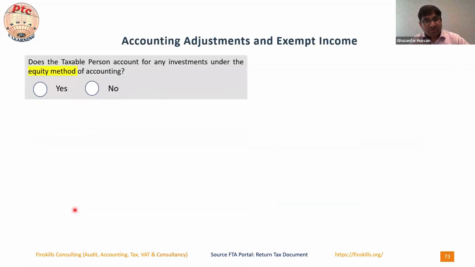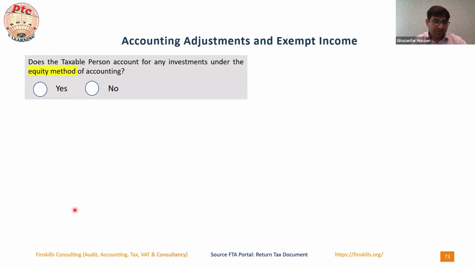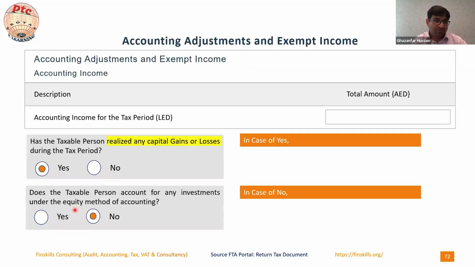Now the next is the equity method. Same, he will ask for the information. Earlier we mentioned no, now we'll mention yes. So additional information he will require. See, in the previous slide where we saw the no, I'm just moving here.